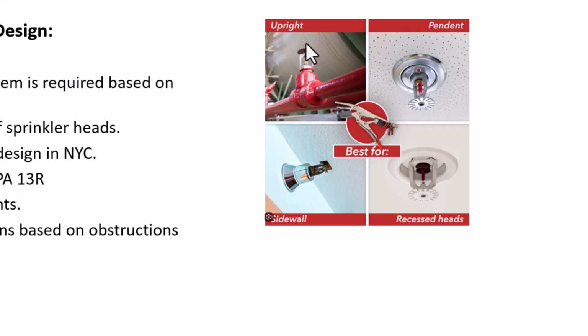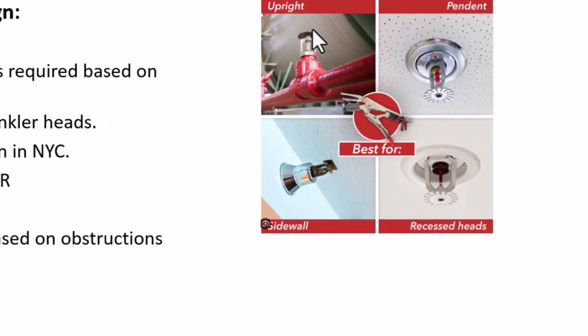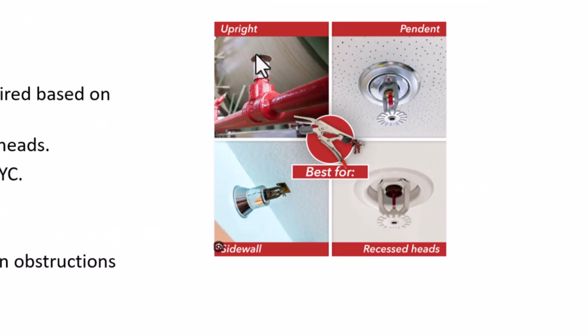One thing is, you can't take an upright head, rotate it 180 degrees, and use it as a pendant. If you look closely, there's a different type of deflector meant for the type of head that it is. If it's an upright head, the deflector is meant to be installed in the upright position for the proper throw of water. If you were to rotate this 180 degrees to be a pendant type, the throw of water is not going to be right. Same with a pendant, you can't take this, rotate it upward by 180 degrees, and then use it as an upright head.